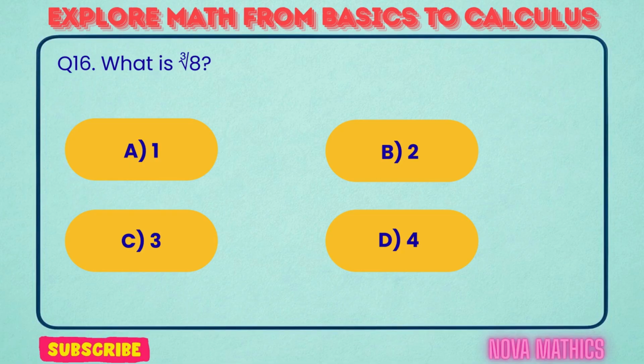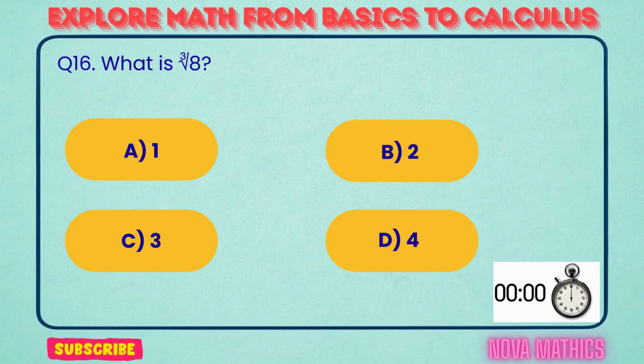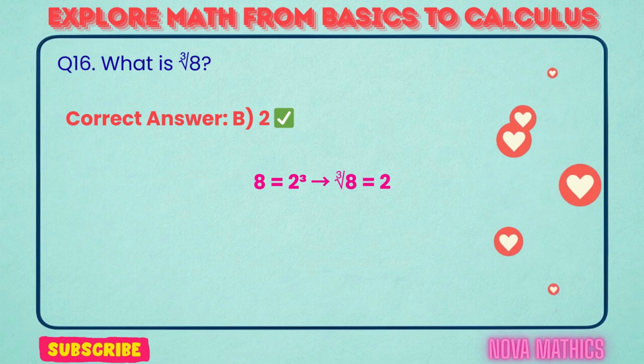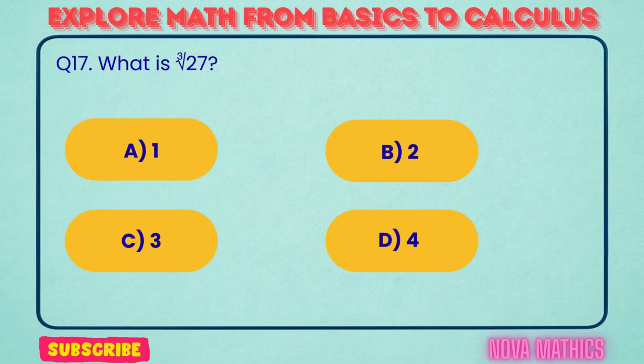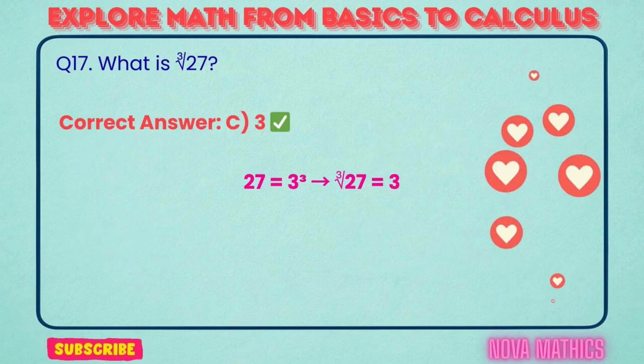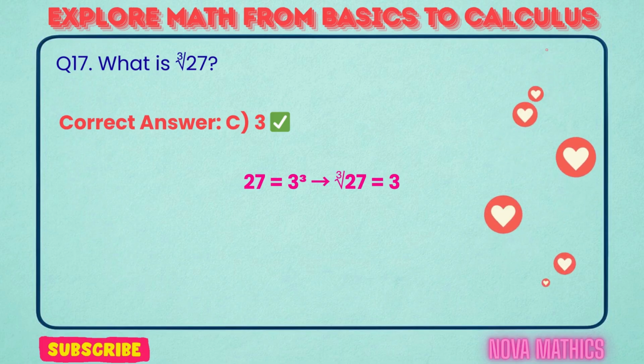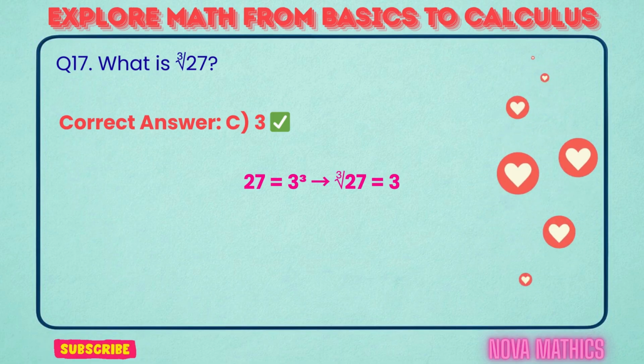16. What is the cube root of 8? Correct answer is 2. 2 cubed is 8, so the cube root is 2. 17. What is the cube root of 27? Correct answer is 3. 3 cubed is 27, so the cube root is 3.